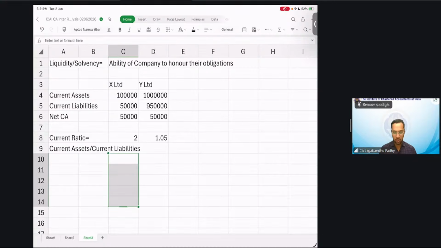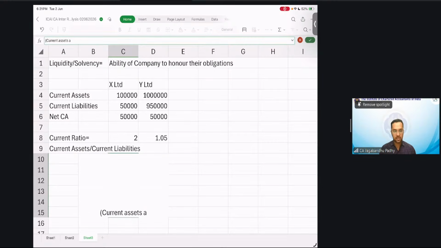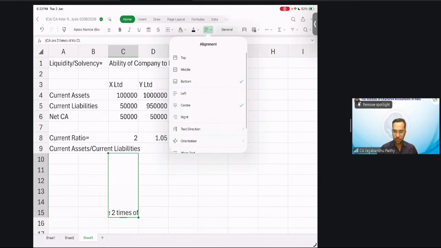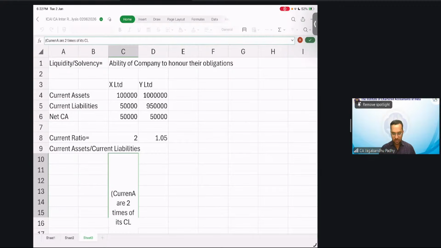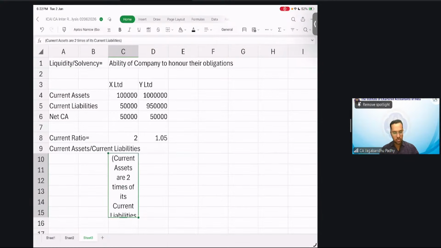Okay, so let's try to understand the meaning of this. What's really the crux of this particular number? Well, this current ratio of 2 simply tells you that current assets are 2 times its current liabilities.